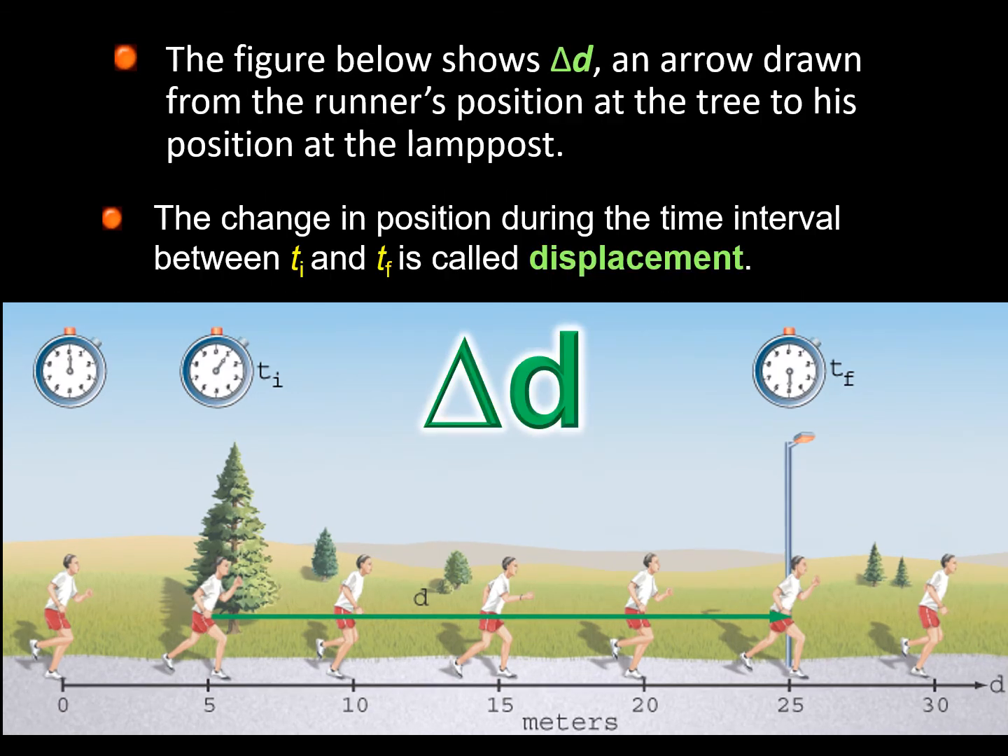Another quantity that we can measure is called displacement, or delta d, and we have to choose the time interval we're going to measure it over. So notice the green arrow on the diagram going from when the runner is at position 5 meters to position 25 meters, moving to the right. We can measure that he has moved 20 meters to the right, and that is his delta d, his displacement.